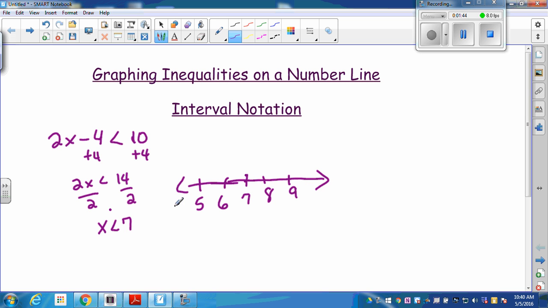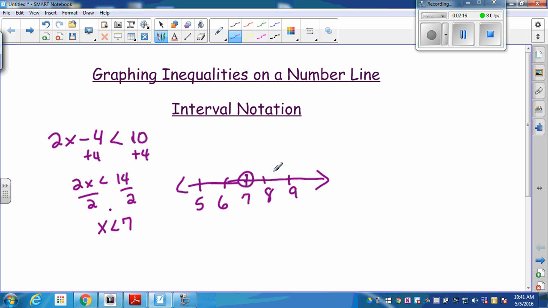Okay, so since x is less than 7, that means that it's everything less than 7. 7 is not actually a solution to this inequality. It acts like a border. So I still have to indicate that 7 is kind of a border. So what I'm going to use is what's called an open circle. Okay, so that open circle is not colored in. The reason we don't color that in is because, again, 7 is not included in the solution.